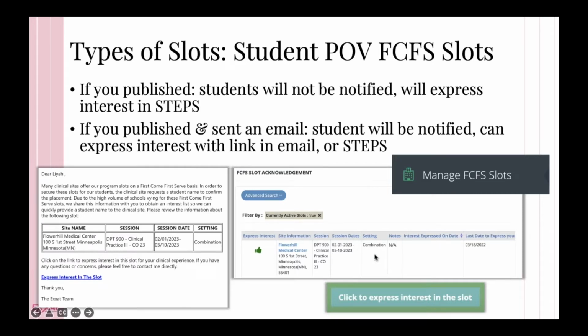If you published and sent an email, the student will be notified, and they can express their interest by going to this link in here, which takes them to this page, or they can just log in later into Steps and look at it there. They express their interest by clicking the thumbs up over here, and once they're finished expressing their interest in those slots, they'll click here, and it will save those responses that they gave.